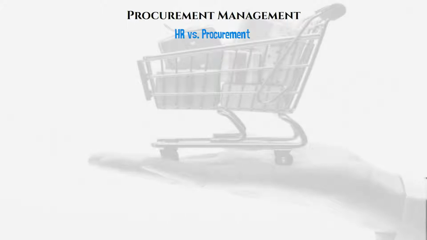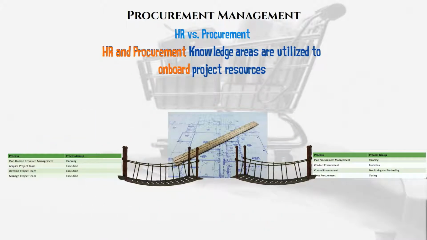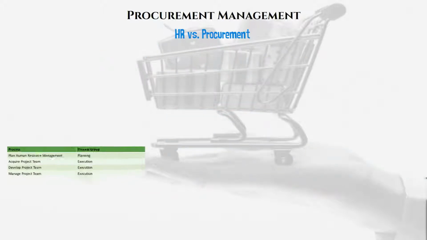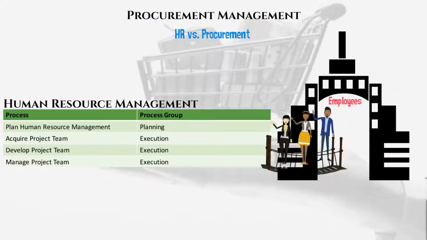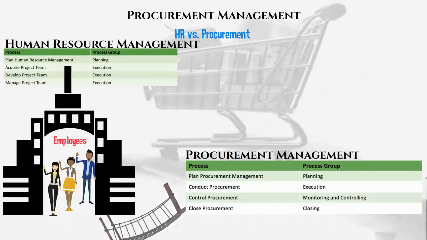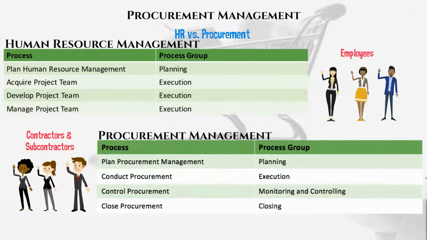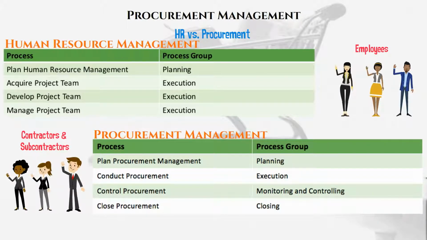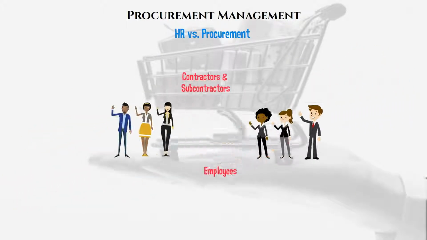HR versus procurement. Both the HR and procurement knowledge areas are utilized to onboard project resources. The HR knowledge area is used to acquire resources who become members of the organization, and the procurement knowledge area is used to onboard project contractors and subcontractors. Regardless of whether the HR or procurement knowledge areas are used to onboard resources, in the end, these resources become members of the final project team.